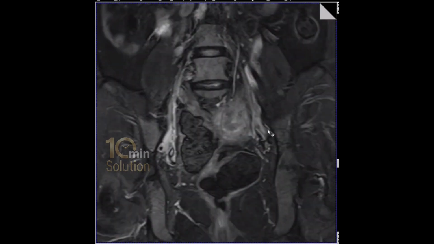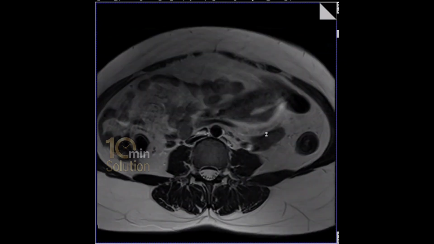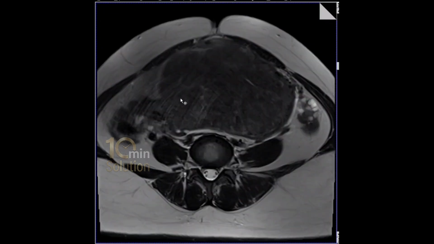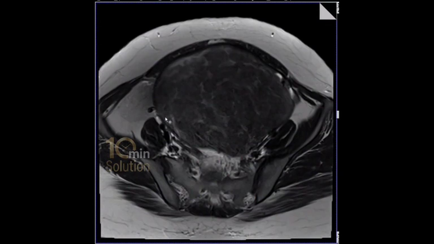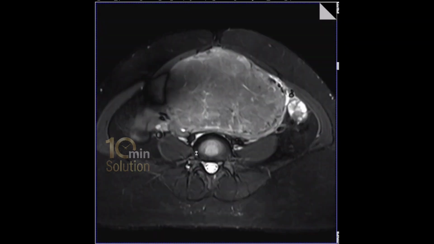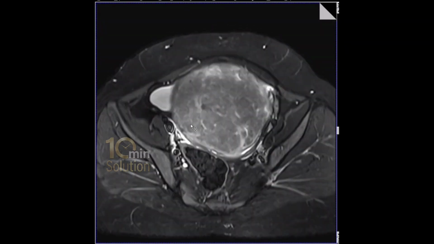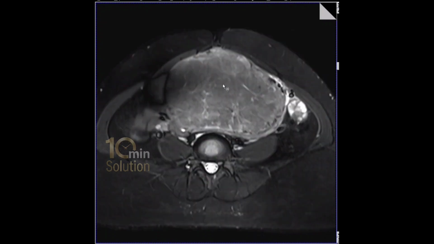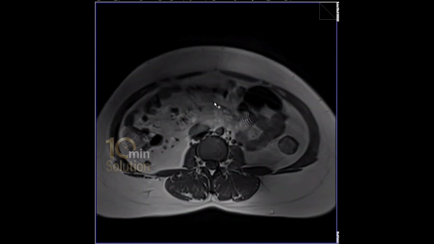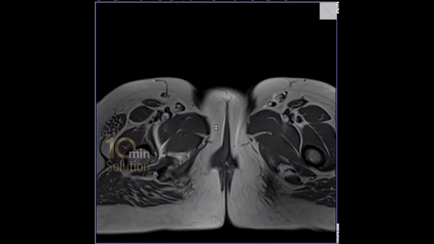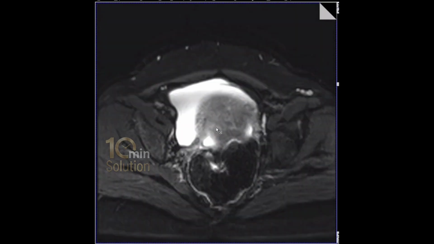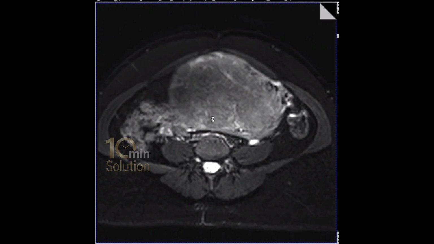Now this is the STIR coronal image. Now T2 axial, with motion blur. Now STIR axial, showing here, and this is the pathology. Now T1 axial, now DWI.